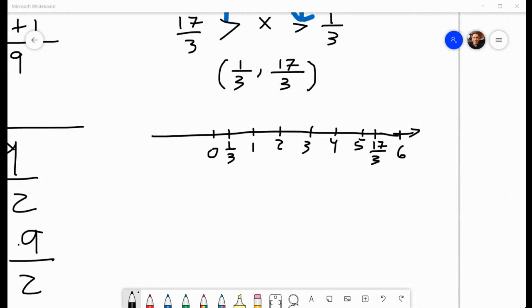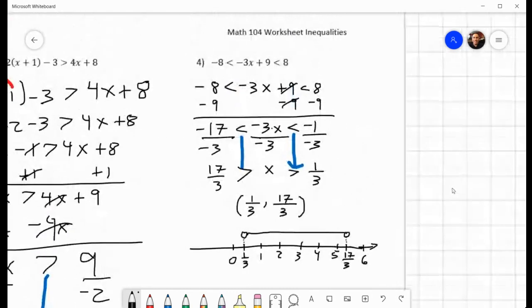There we go, that's a little bit better. We have open circles, as you can see. And then I just drew the dashed line there, just to make it easier to see that this open circle is over 1/3, this one's over 17 over 3. And then we draw a line connecting them. So that is our interval. Okay. Now, any questions on that? What questions do you have about that? That's better for me to ask.